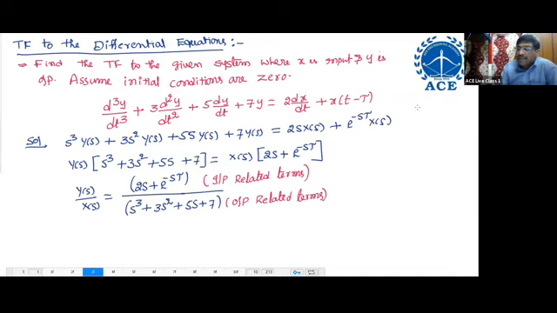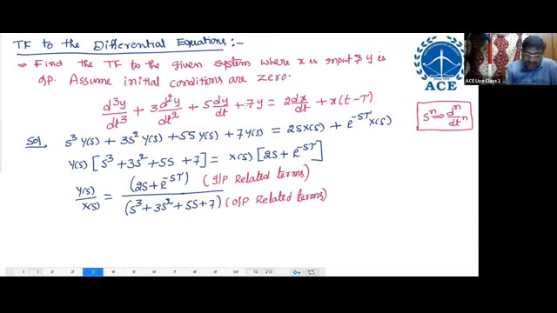S is called d by dt. S means d by dt. Be remember, S power n means d power n by dt power n. So S means d by dt, so 2s plus e power minus s tau divided by s cube plus 3s square plus 5s plus 7. Like this directly we can write the transfer function.